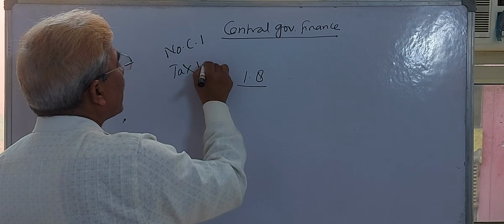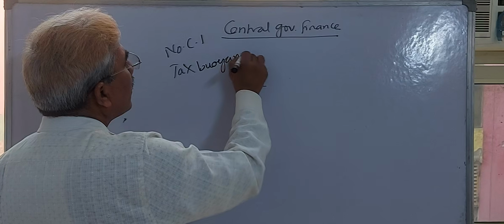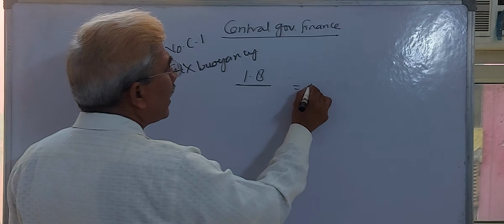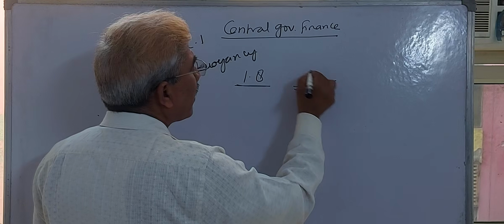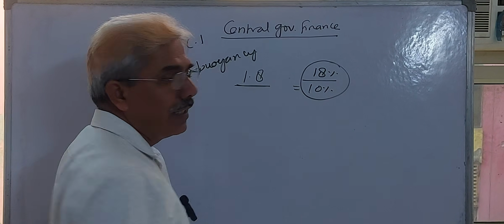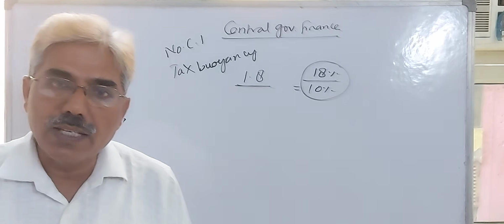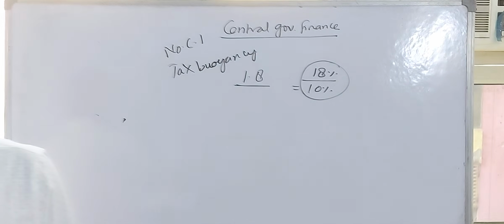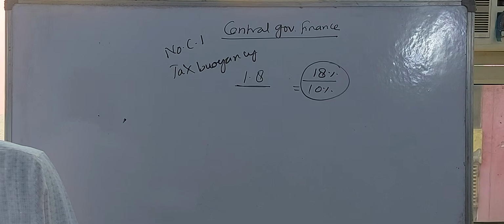Non-corporate tax buoyancy. What does it mean? If our GDP increases, say 10%, then our non-corporate tax will increase 18%. And this question has been asked by UPSC in the Prelims previous years two times. It means somewhere you have to understand this tax buoyancy.